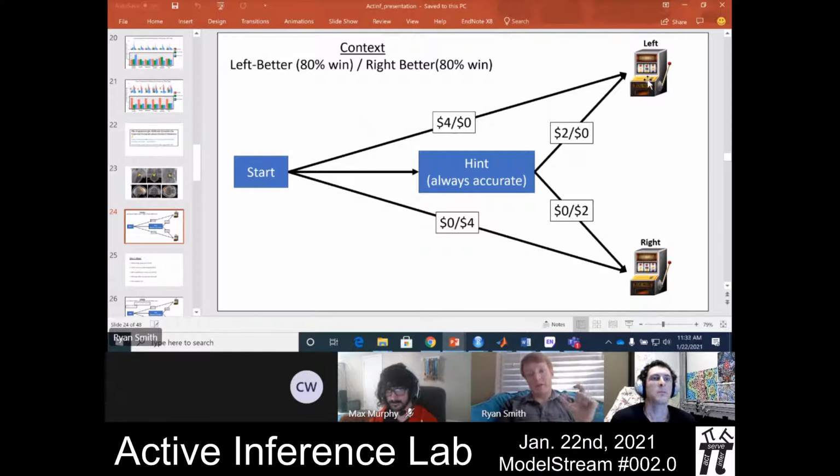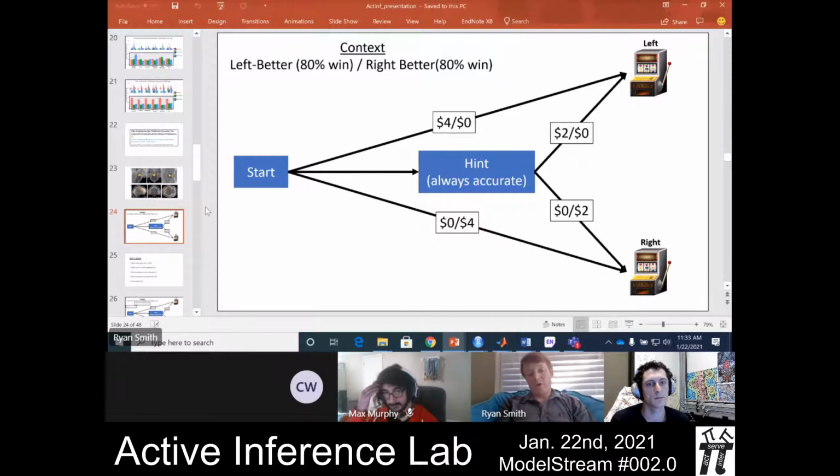So they can either take a risky guess and either get $4 or $0, or they can choose to seek information first to ask for this hint. And the hint will tell them which of the left one or the right one is better on that trial. If it's the left better context, that means the left one will win 80% of the time. And if the hint says the right one's better, then the right one will pay out 80% of the time. But there's a cost to taking the hint, which is that if you take the hint and then choose a machine, then you can only win $2 instead of $4.